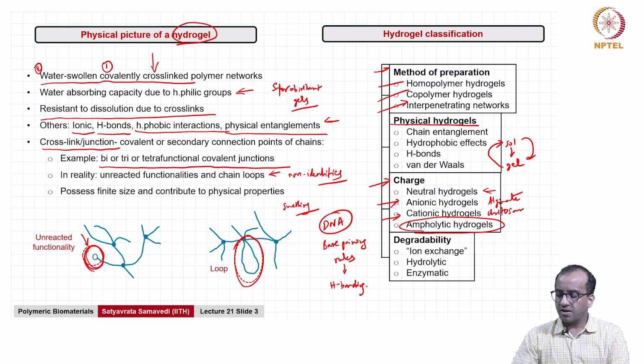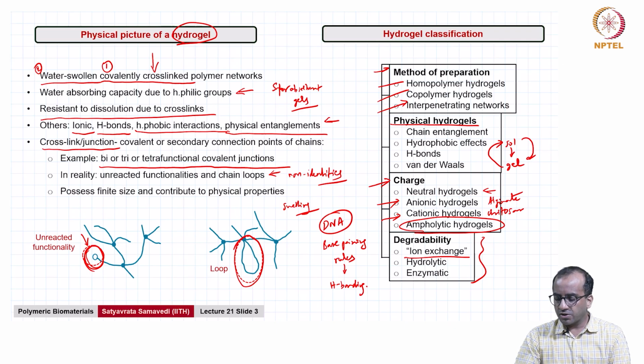Of course, you can also have degradability as one way to classify hydrogels, and you can have hydrogels that undergo ion exchange and sort of dissolve, where the cross links just come apart, and one good example of that would be alginate.